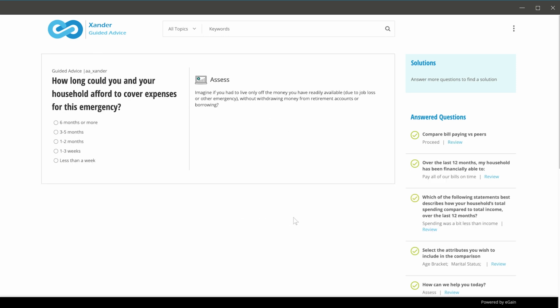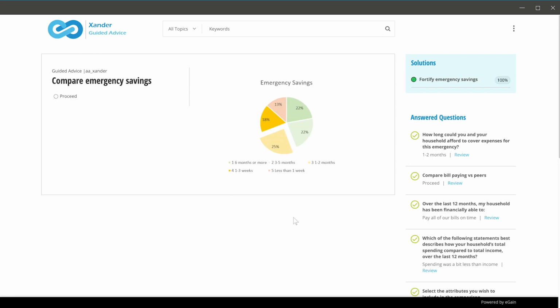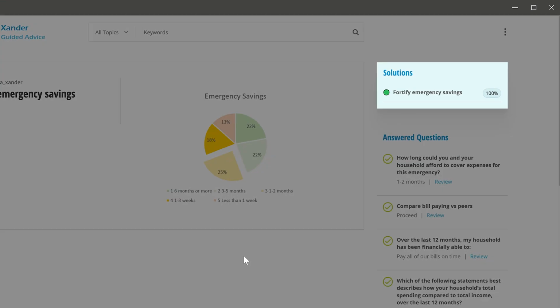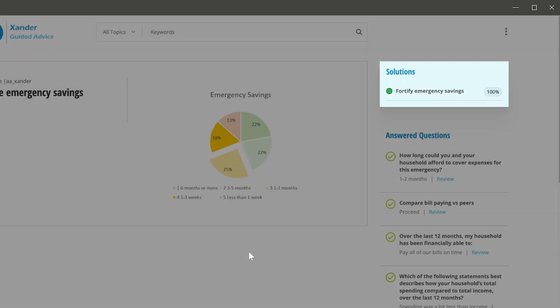Now we ask a question about emergency funds, and our customer tells us that they have somewhere between 6 and 8 weeks of expenses saved. As that is well short of the recommended 6 months, we see a recommendation appear in the upper right corner to fortify emergency savings. This is green and has a 100% confidence score, showing the strength behind this recommendation.